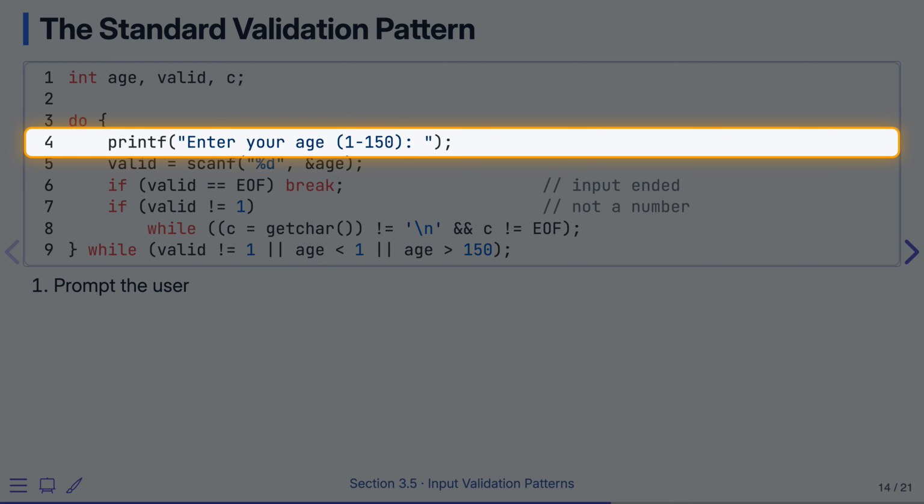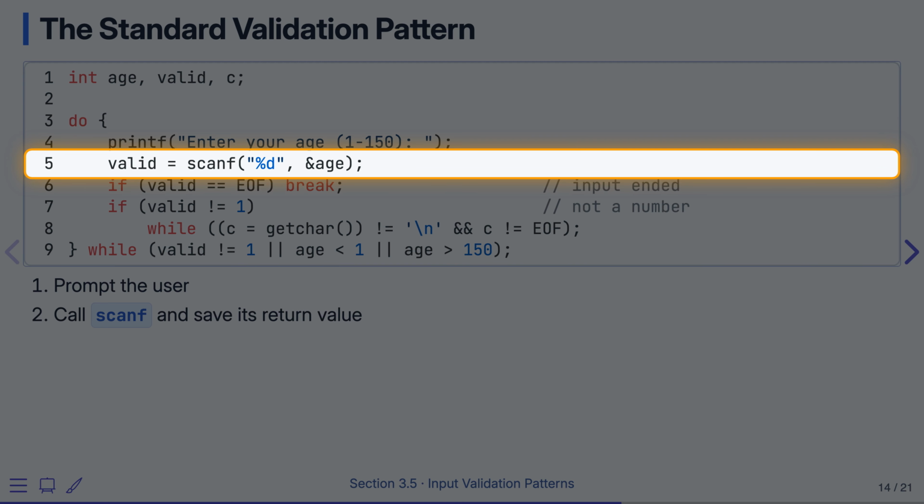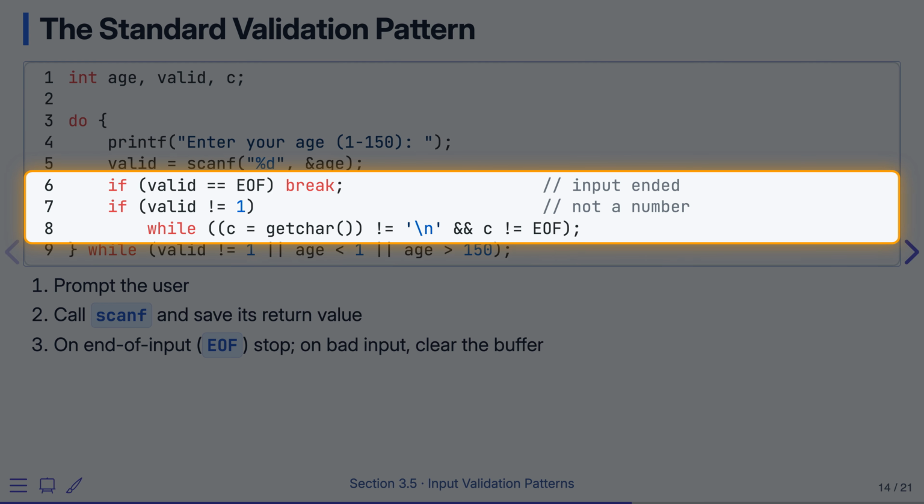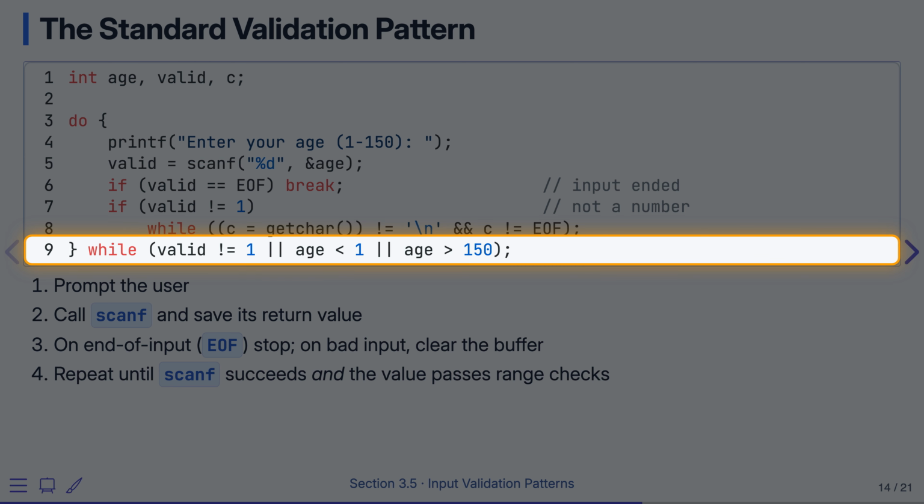First, prompt the user. Then call scanf and save its return value. On end of input, stop. Otherwise, if scanf failed, clear the input buffer. And repeat until scanf succeeds and the value passes the range checks. This pattern turns a fragile demo into a program someone can actually use.